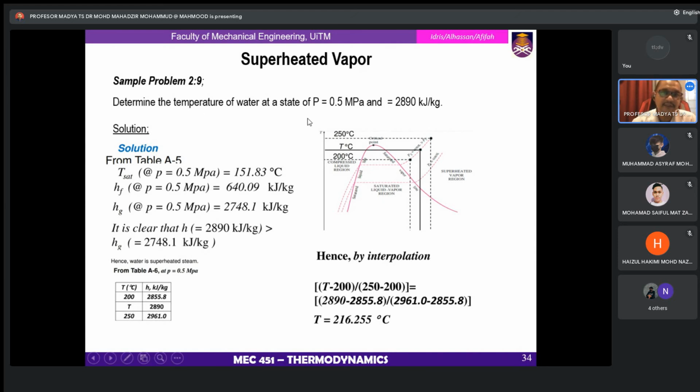So this question gives this indirect information, two properties. Pressure is 0.5, and it is clear that this is h. h is 2890 kilojoule per kg. Then from table A5, you know the h is 2890 and P is 0.5.